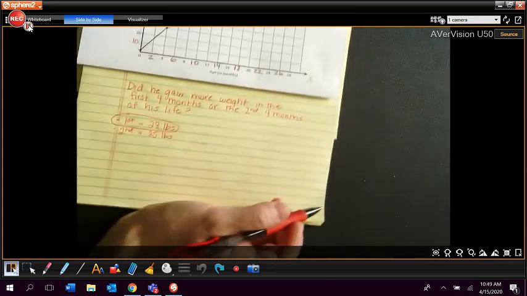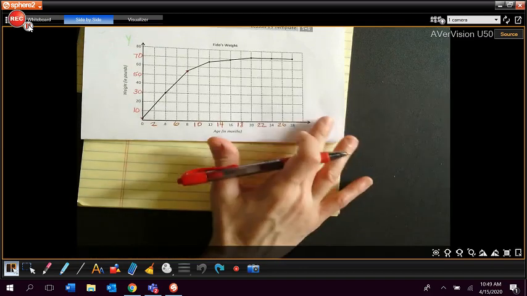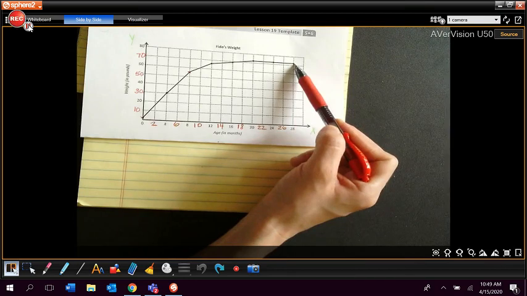And then one more question, boys and girls. I want you to look at the graph and think of this question. When did he stop gaining weight? So this one could be very tricky because some of you could also think, well, when did he stop? The graph stops here. So when he was 28 months. But that would not be our answer.